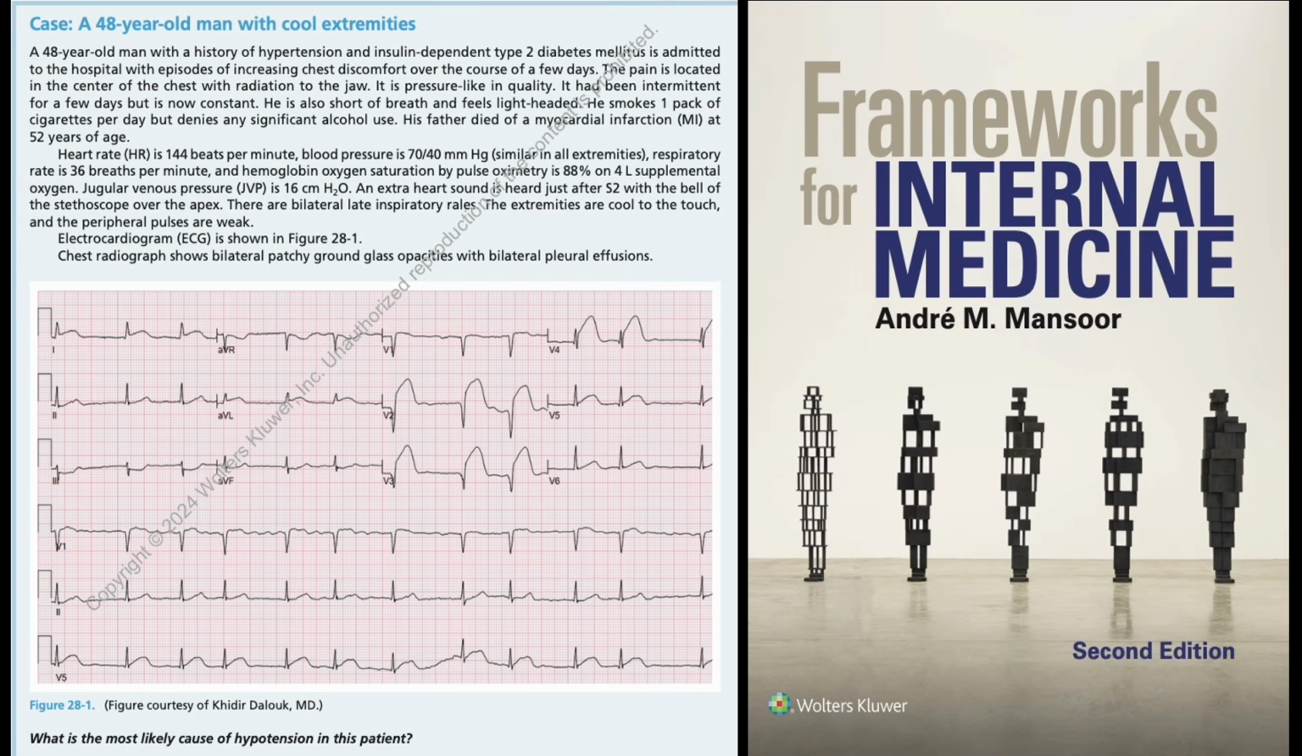His heart rate is 144 beats per minute, and his blood pressure is 70/40 millimeters of mercury, similar in all 4 extremities. His respiratory rate is 36 breaths per minute, and his oxygen saturation is 88% on 4 liters of supplemental oxygen. Jugular venous pressure is elevated to 16 centimeters of water. An extra heart sound is heard just after S2 with the bell of the stethoscope over the apex. There are bilateral late inspiratory rales. The extremities are cool to the touch and the peripheral pulses are weak.